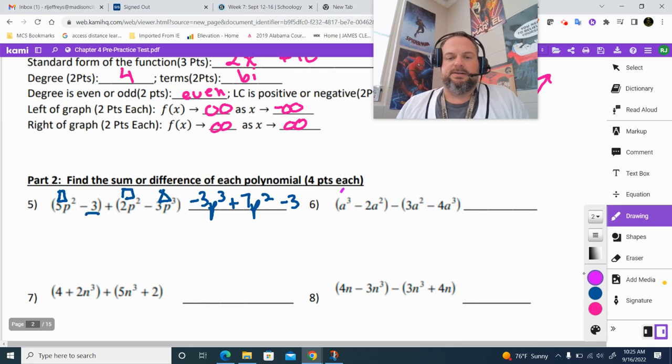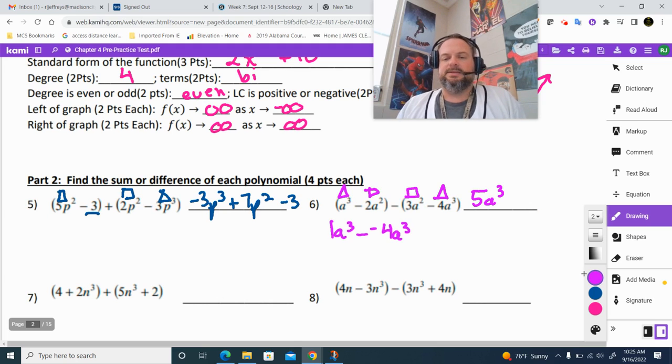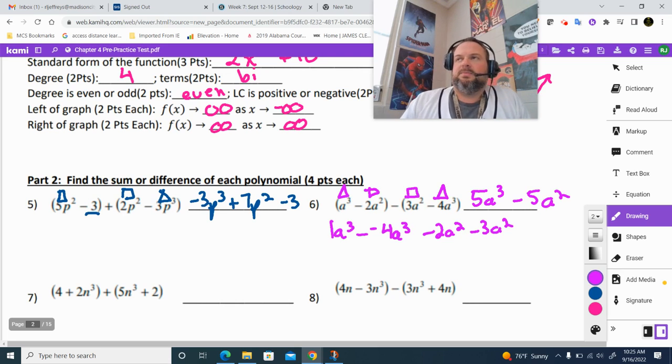Over here, here's our thirds. Now, remember, this is 1a to the 3rd minus negative a to the 3rd. Well, minus negative is plus a positive, so 5a to the 3rd. This is negative 2a squared minus 3a squared. Okay, so it's negative 5a squared.